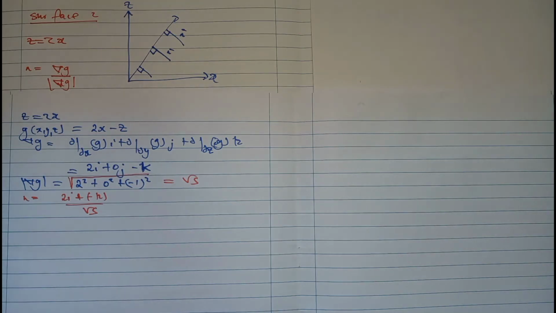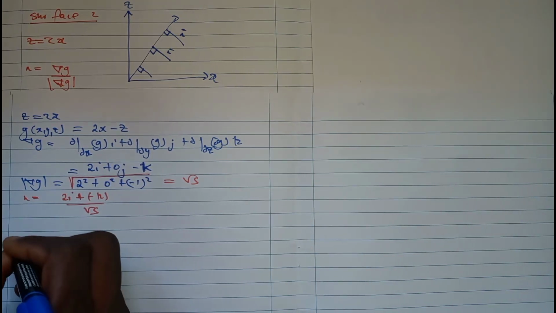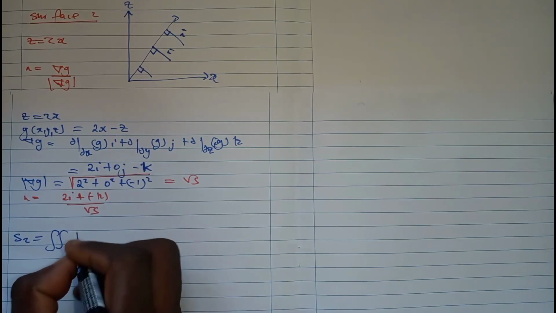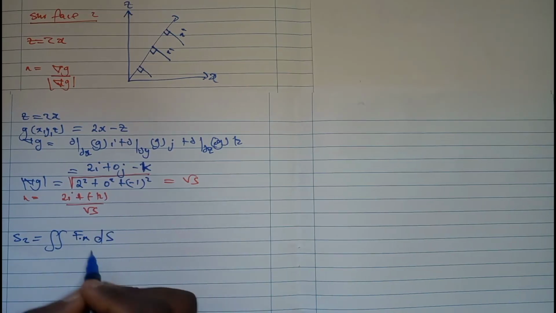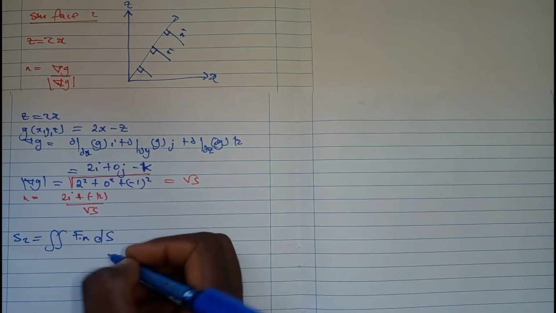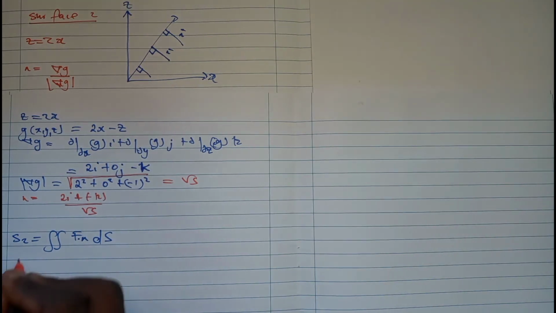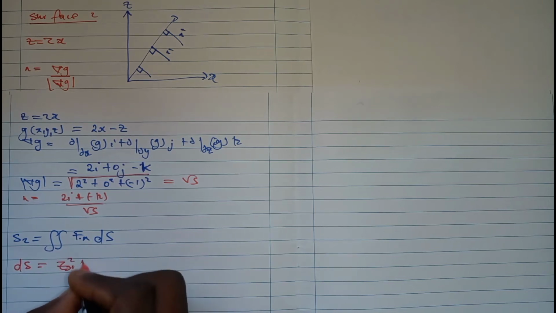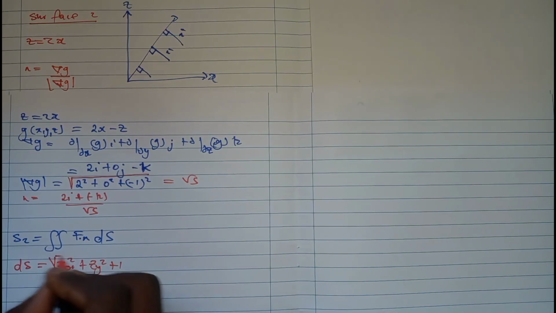But according to our formula, the surface integral for surface 2 is going to be the double integral of n dS. So this is a big S, and what we need is a small s right here. To remove this big S, there is a formula. We're going to say dS is equal to the square root of zx squared plus zy squared plus 1.